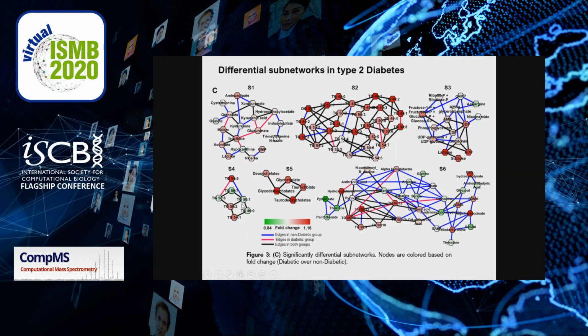Subnetworks S2 and S4 are composed of di and triglycerides, almost all of which are elevated in type 2 diabetes, as we would expect. Interestingly, S6 shows an interesting interplay between primary and lipid metabolism. This subnetwork is very well connected with many differential edges, suggesting significant changes in the relationships between lipids and primary metabolites with progression to type 2 diabetes, thus generating interesting and testable hypotheses.